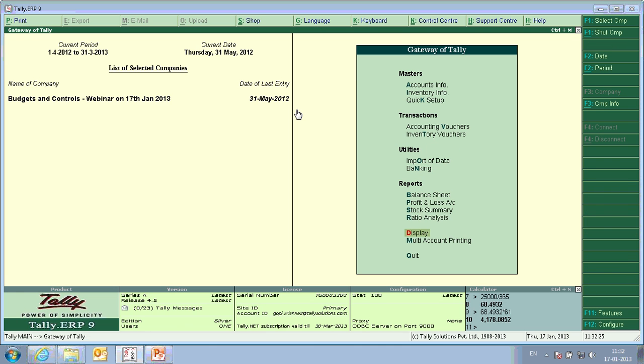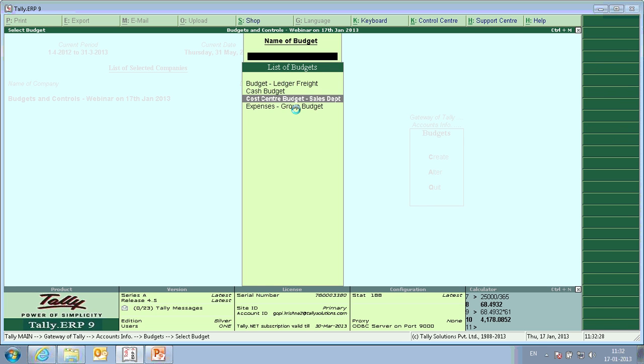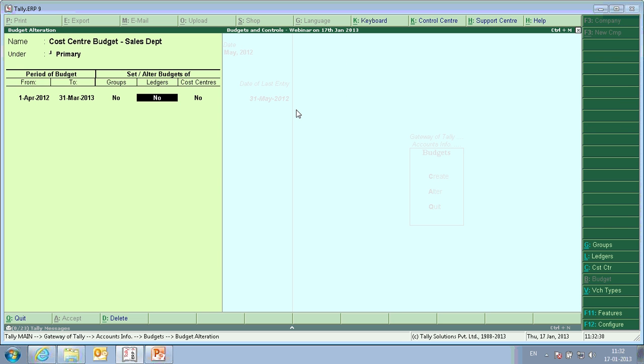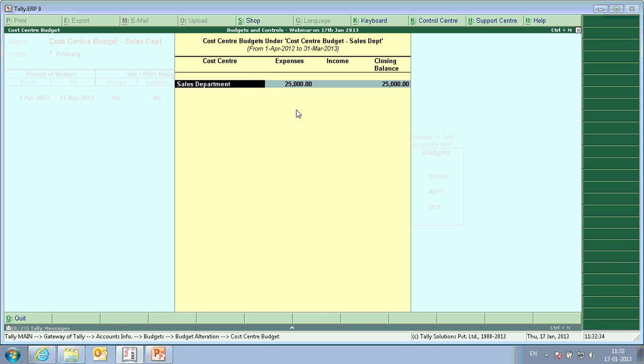So now you can go to budget and also see that cost center budget. So I have selected cost center, sales department, expenses 25,000. I have not set for income. So this is debit balance and this is credit balance. So on debit balance, I have fixed 25,000 as my budget for the entire year. But only for cost center, remember this. It will not be visible in any other report. It is only for cost center report.